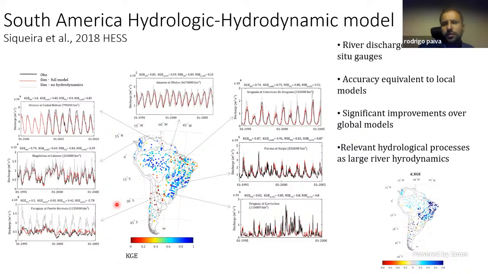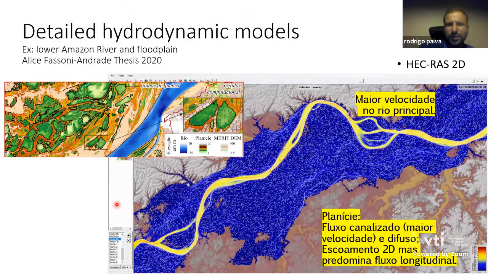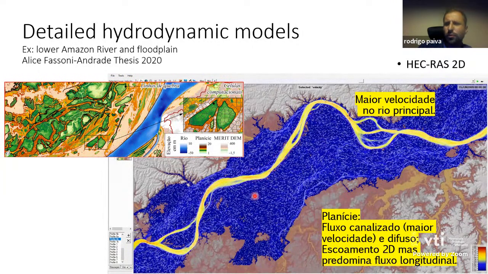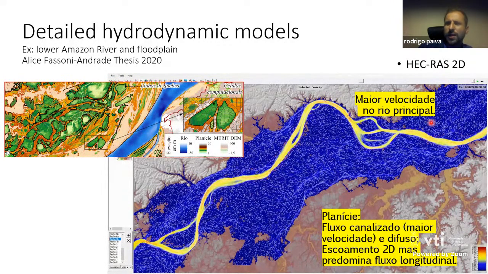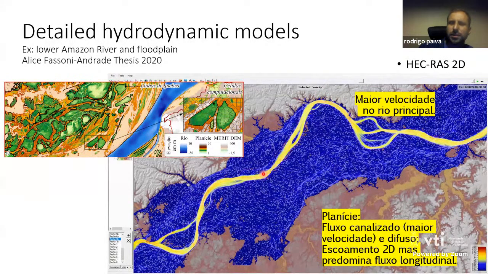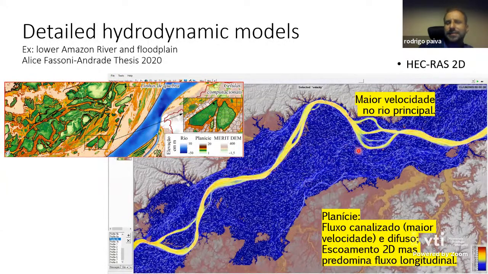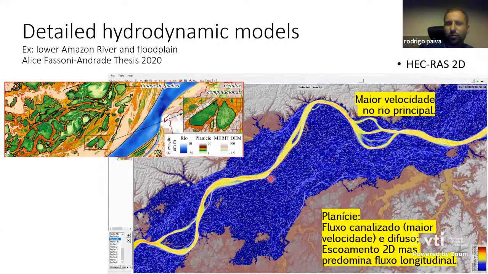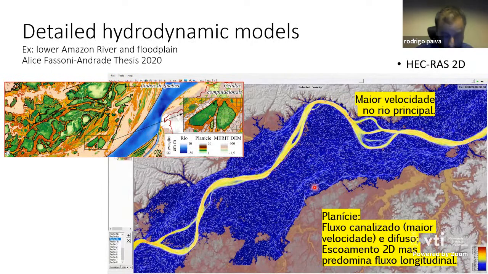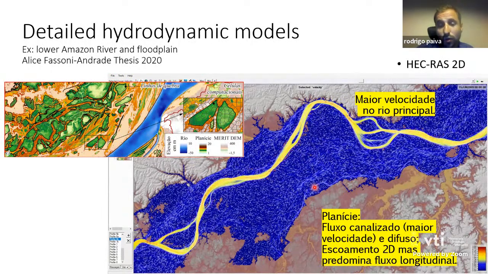We also use other detailed hydrodynamic models for specific systems such as the Amazon. This is one example where we apply the HEC-RAS 2D model to study the main river hydrodynamics, but also the hydrodynamics of the wetlands, the velocities, the amount of water that flows in the systems, and the consequences for the Amazon ecological habitats.